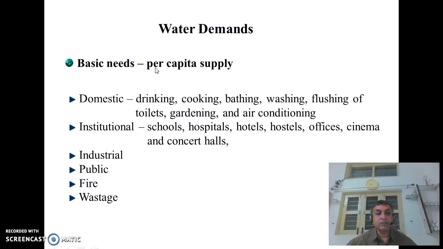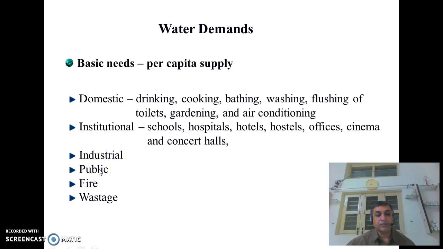This slide presents the basic uses of water. Domestic: we know that drinking, cooking, bathing, washing, flushing of toilets, gardening and air conditioning are the purposes for which we require water. Then comes the institutional requirement, which mostly covers schools, hospitals, hotels, hostels, offices, cinema and concert halls. And then comes the industrial. Actually, industrial is not a part of the domestic city water supply system. There are specific requirements of the industry.